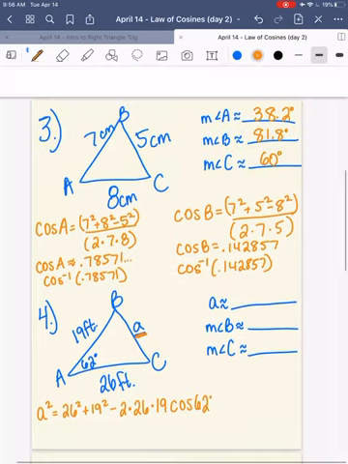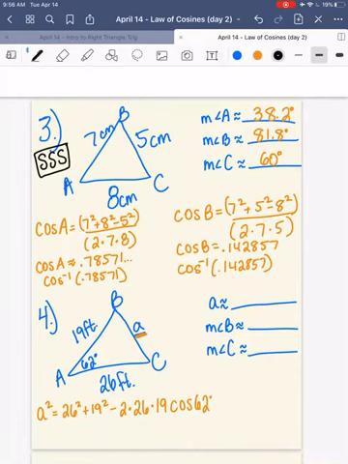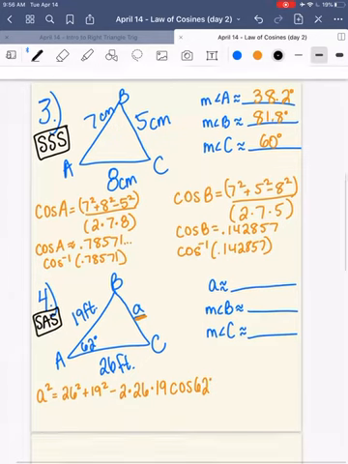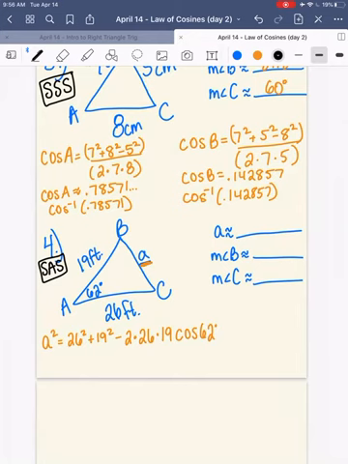Oh, and you know what I didn't write that I probably should have? I think everybody is okay with this probably. This is an SSS problem, and this is an SAS problem. In my opinion, law of cosines is much easier than law of sines because you don't have that ambiguous case at all, so that helps a lot. Okay, so let's type this in.